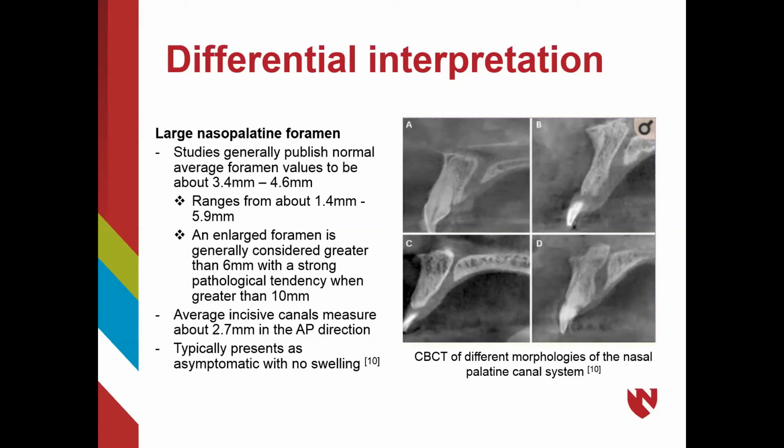a strong pathological predilection. Incisive canals are typically smaller in diameter than the incisive foramen and average about 2.7 millimeters in the anterior-posterior direction, and vary plus or minus 1 millimeter depending on where the measurement was taken within the canal system. If you look at the CBCT radiograph on the right, note the four different non-pathological bony morphologies of the nasopalatine canal system.